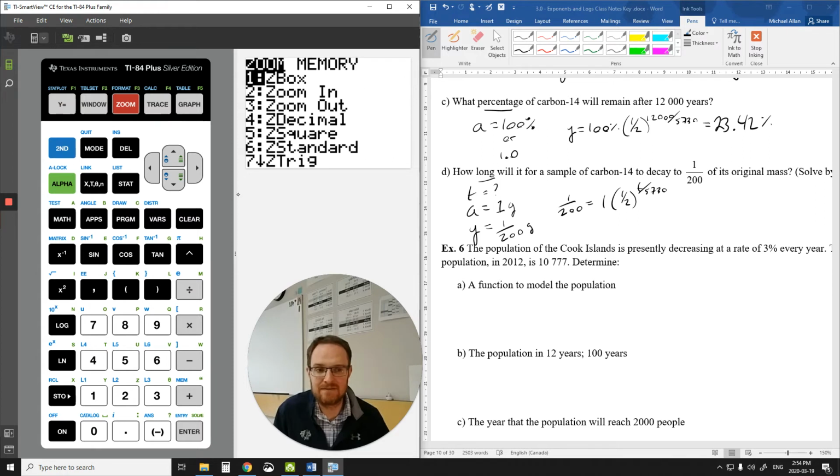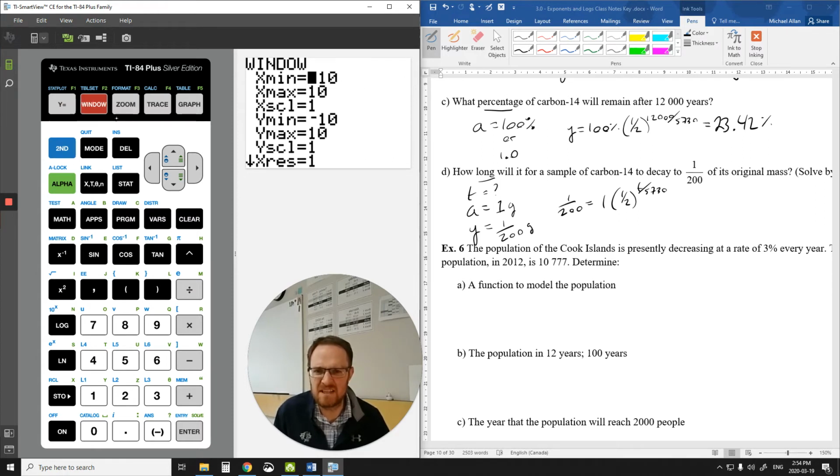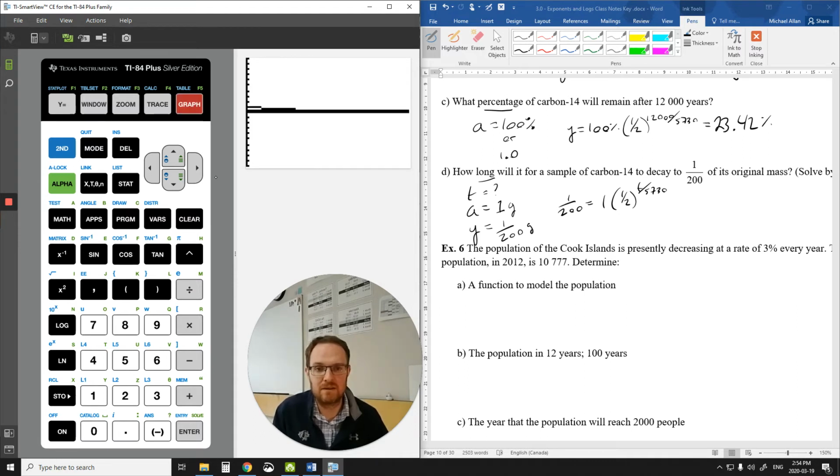Because of the x value being 5,700, my period, I'm going to make my x max a much larger number. You can see over here, 23% is left over after 12,000 years. So let's say our number is 20,000 years to start off with from x max. So I graph that out.